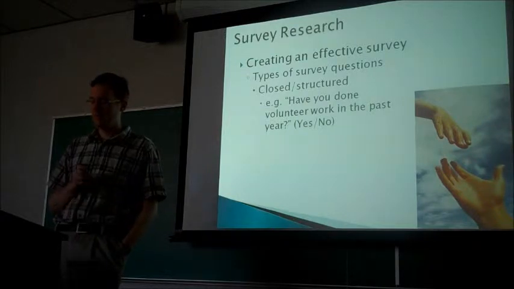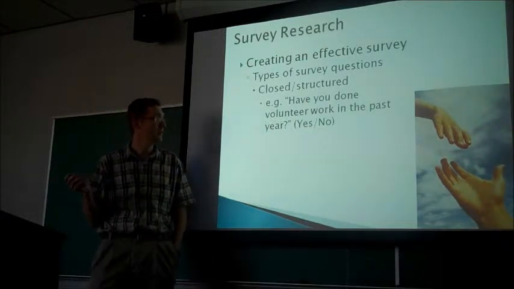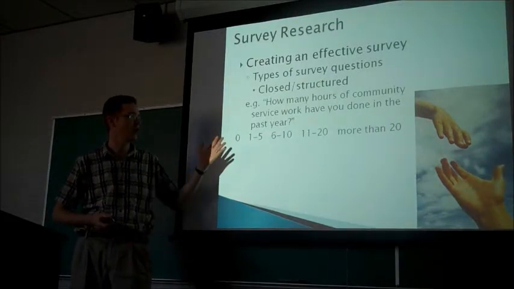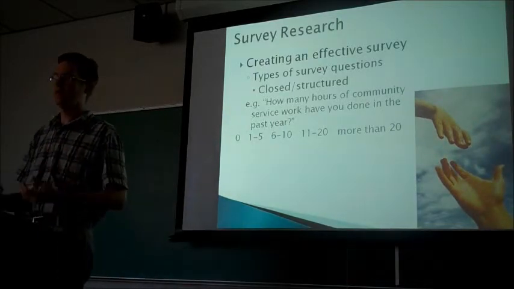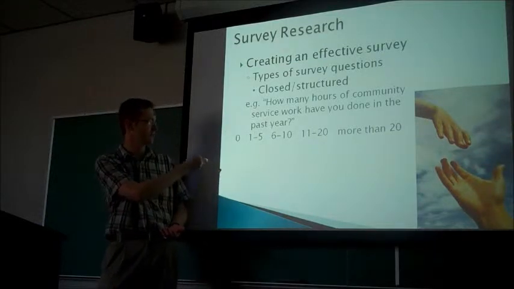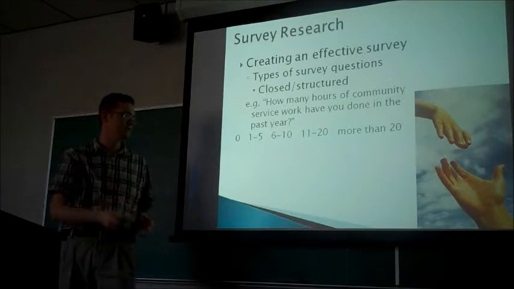Now, another example of a type of closed or structured question that would get the same thing is just giving people some answer options. So saying, how many hours of community service work have you done in the past year? And as you can see, you're getting some additional detail here, giving people options of 0, 1 to 5, 6 to 10 hours, 11 to 20, or more than 20.